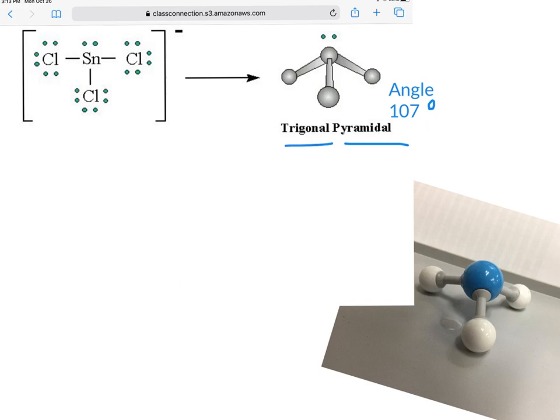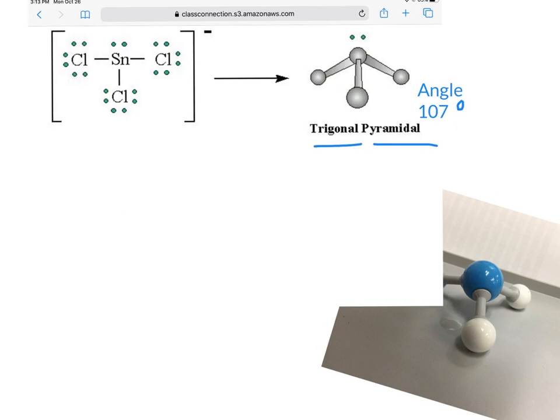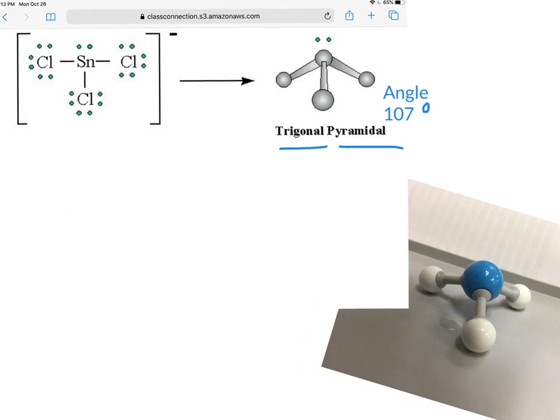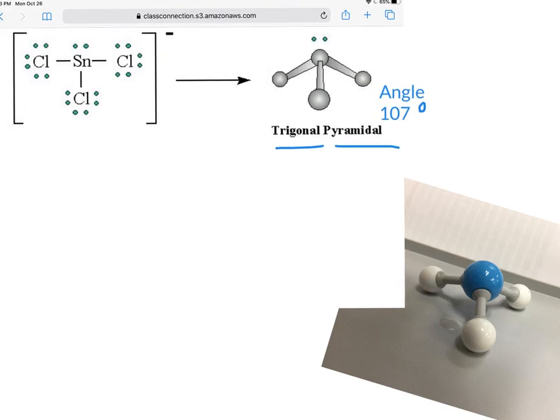Here you have a trigonal pyramidal, and if you notice it looks kind of like a little tent. Okay, your angle is 107 degrees between here and here.